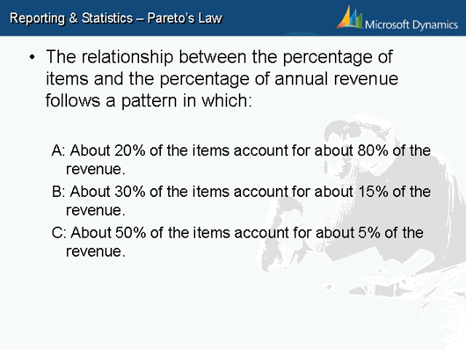When it is applied to inventory, it is usually found that the relationship between the percentage of items and the percentage of annual revenue follows a pattern in which about 20% of the items account for about 80% of the revenue. About 30% of the items account for about 15% of the revenue, and about 50% of the items account for about 5% of the revenue. But notice that these percentages are approximate and should not be taken as absolute. For various purposes, use various percentages and group items into different groups. It is not necessary to use those percentages as an example.